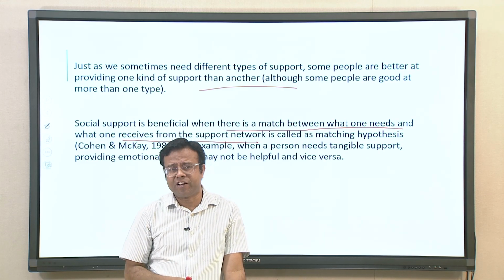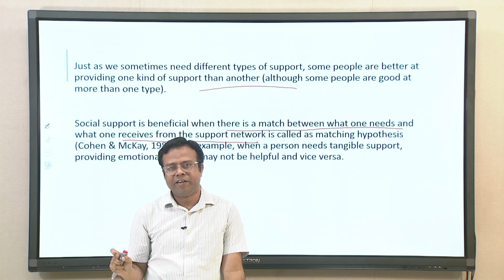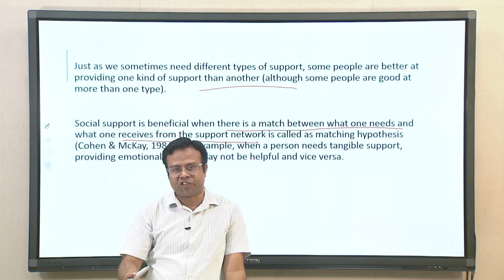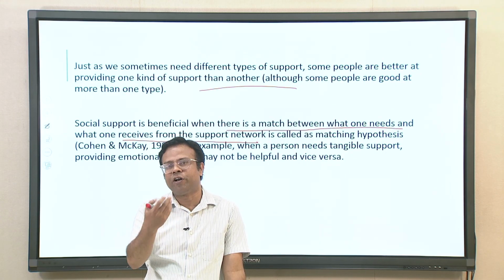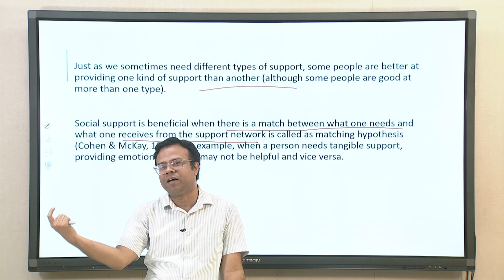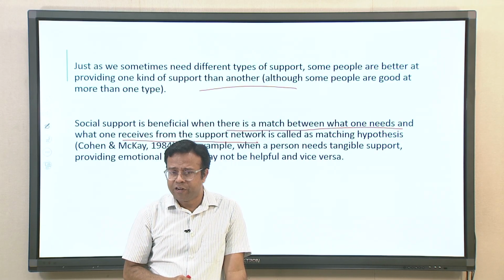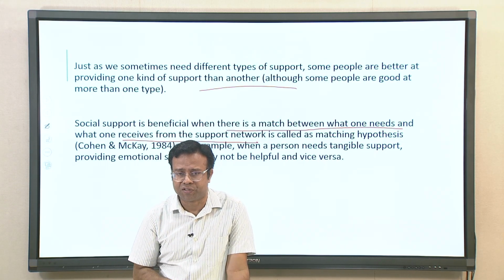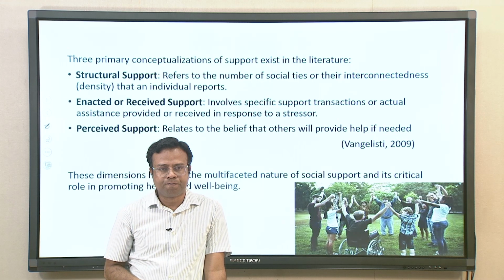Now, let us say you need financial support and somebody is giving you emotional support, then there is no match. It may not really relieve you from the stressful situation. So, the best support we get is only when there is a match between the need and what the other person is giving to you. This is called the matching hypothesis. When a person needs, for example, tangible support, providing emotional support may not be very helpful, and vice versa. So, this is something about the different types of support system that we get.